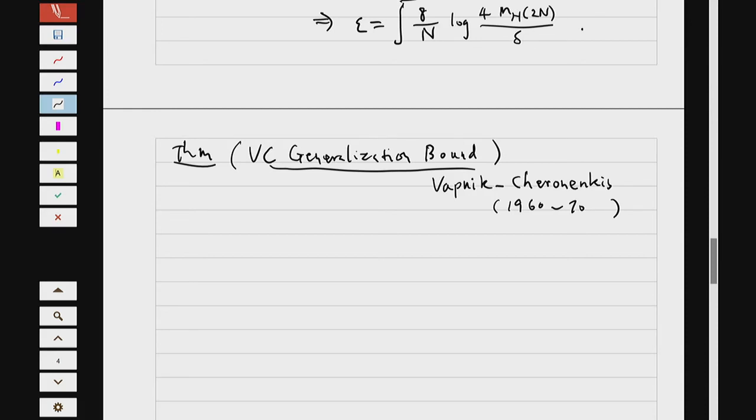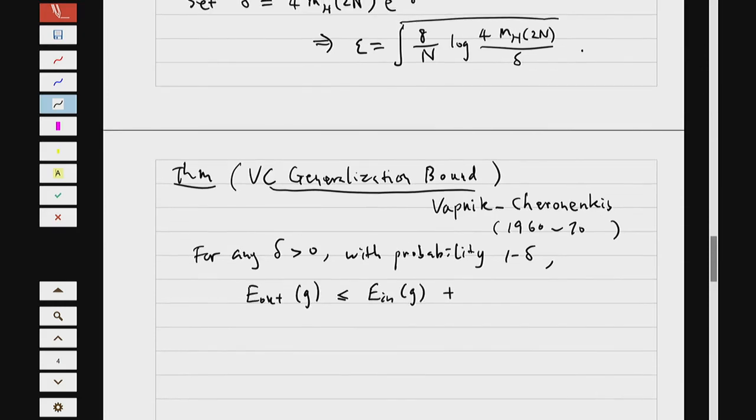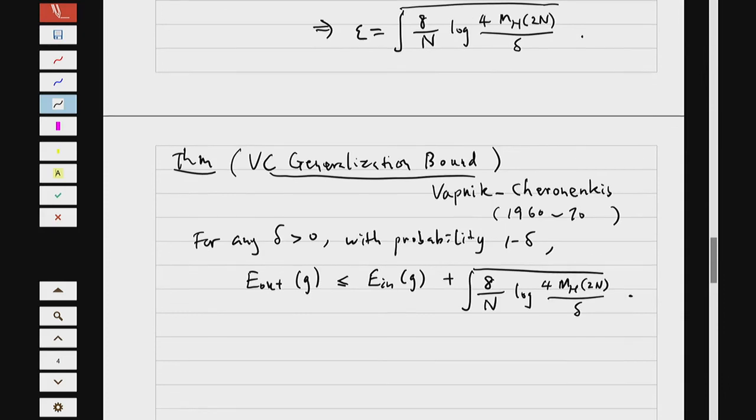This one says, for any delta that's greater than 0, with probability, same form as what we have, probability 1 minus delta, we have E out less than E in plus that thing, that's epsilon, right? The square root of 8 over n log of 4 m_H(2n) over delta, like that. Okay?